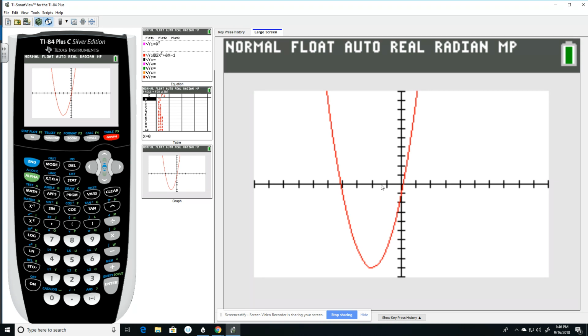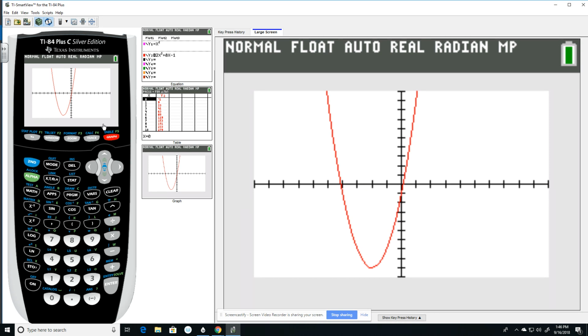It looks similar to the original one that I showed you, but it's shifted over, it's shifted down. It looks a little bit skinnier, but it's still pointing up. It still looks like a U. So some things have changed. A lot of it's the same.